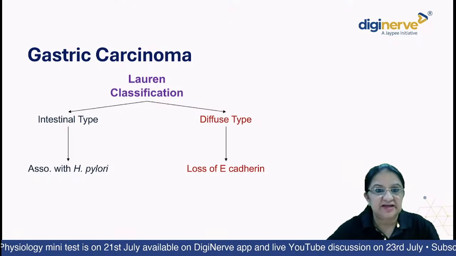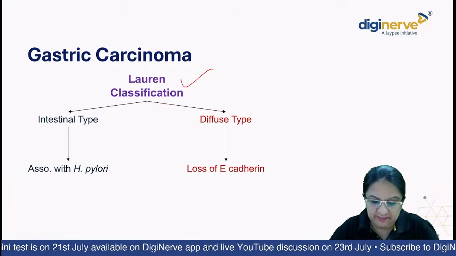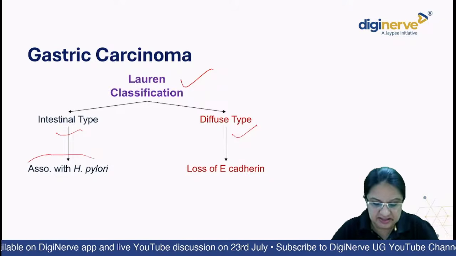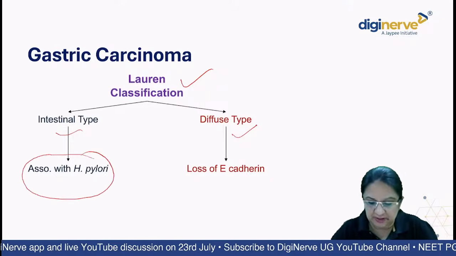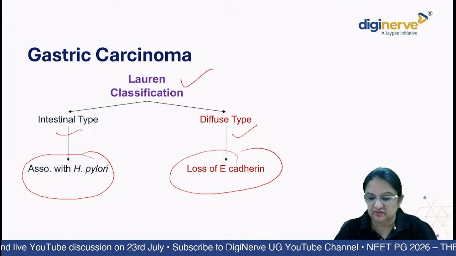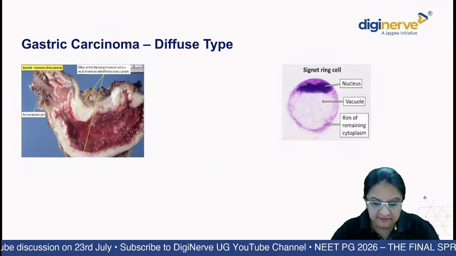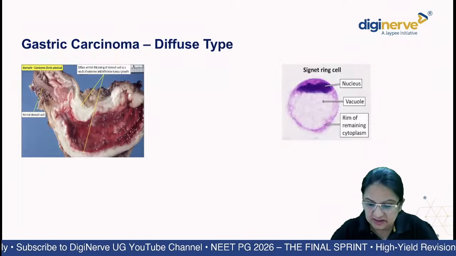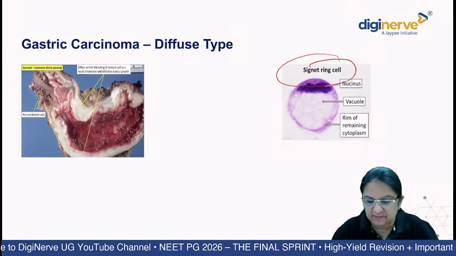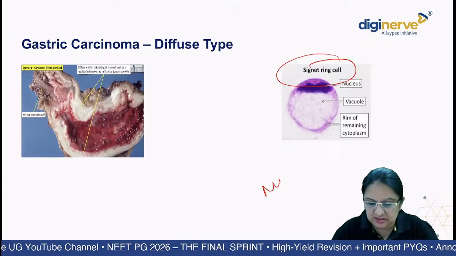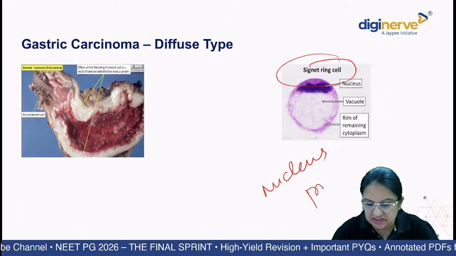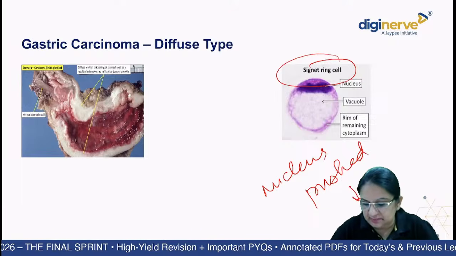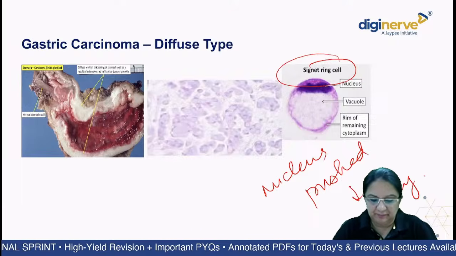Okay. Gastric carcinoma, we all know, divided by Lauren into intestinal type and diffuse type. Intestinal type, we already studied, associated with H. pylori, and this is associated with loss of E-cadherin gene. Diffuse type, what is the most important question that can be asked? It is your signet ring cell. The nucleus is pushed towards the periphery. Nucleus pushed towards the periphery. That is the appearance of a signet ring cell. Okay.